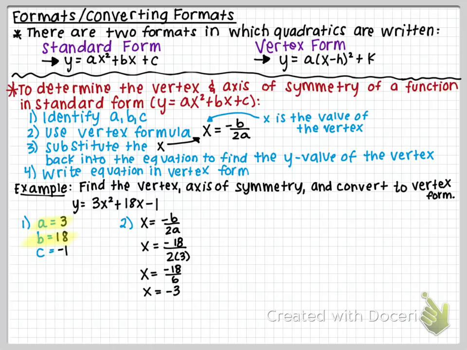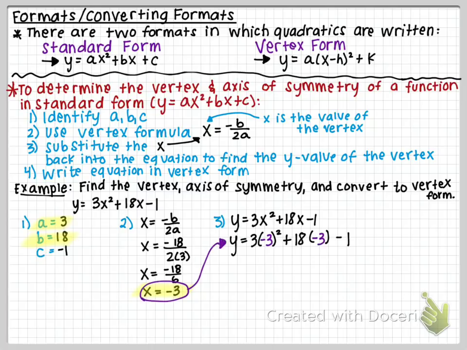So we use the vertex formula to find x. So x here, this negative 3, that's the x value of the vertex. Okay, so now number 3 tells us to substitute our negative 3 in for x in our equation to find y. So we're substituting that negative 3 in.